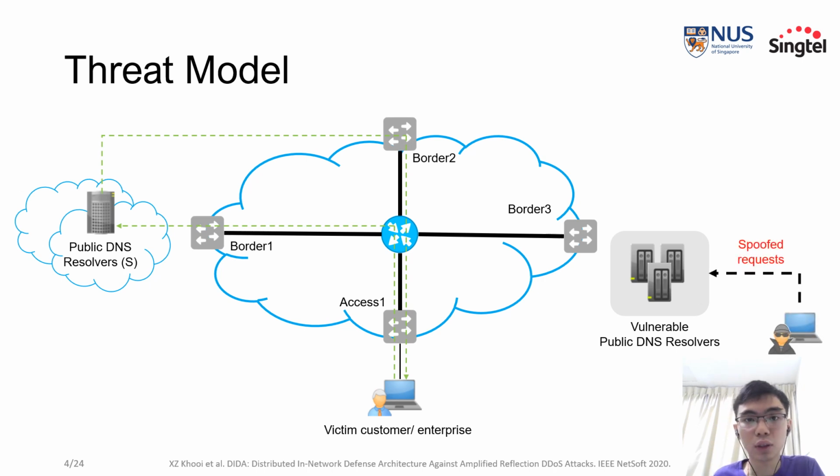Then we have an attacker who resides outside of our network. So the attacker aims to saturate the network bandwidth of the victim customer or enterprise. So the attacker coordinates either globally distributed hosts or uses her own system to send a huge amount of legitimate spoofed DNS queries to the multiple misconfigured DNS resolvers on the internet. In return, the servers will send amplified DNS responses to the victim, causing the victim's network resources to be exhausted, resulting in a denial of service.